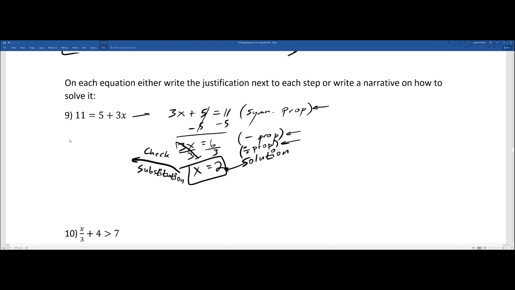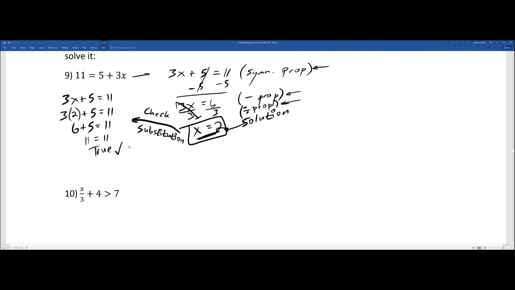Okay, so originally we had 3x plus 5 equals 11. We said that x is 2, so we're going to plug it back in. 3 times 2 is 6. 6 plus 5 equals 11. And that's actually true, so that checks. That works. x equals 2 is definitely our solution. Okay, so a great way to double check.